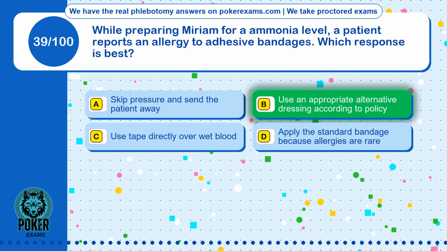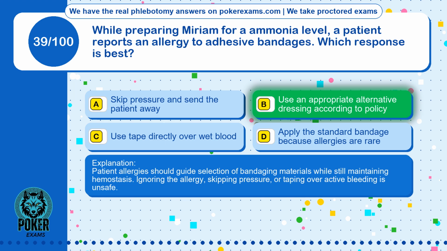The correct answer is option B. Use an appropriate alternative dressing according to policy. Patient allergies should guide selection of bandaging materials while still maintaining hemostasis. Ignoring the allergy, skipping pressure, or taping over active bleeding is unsafe.